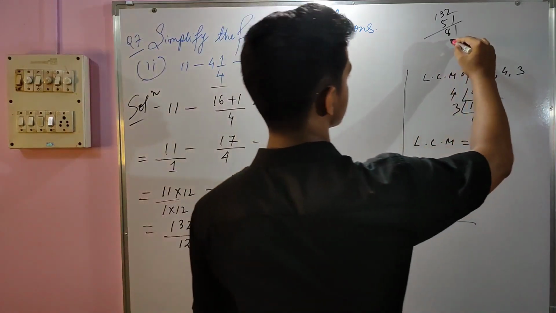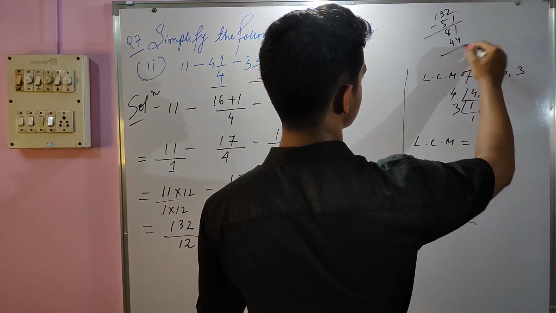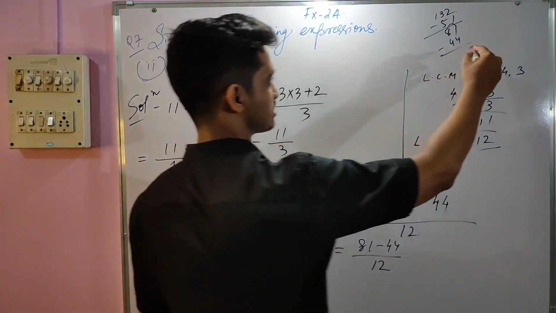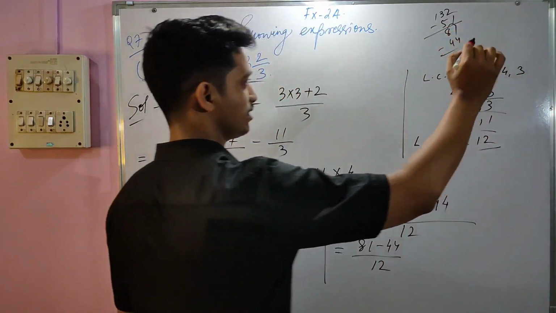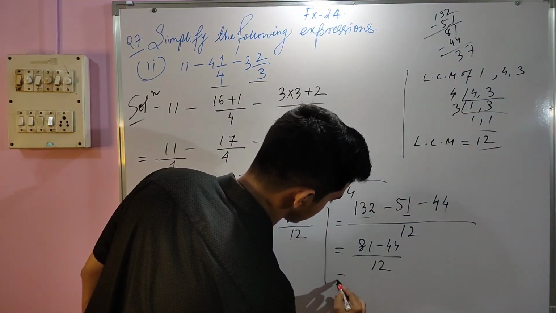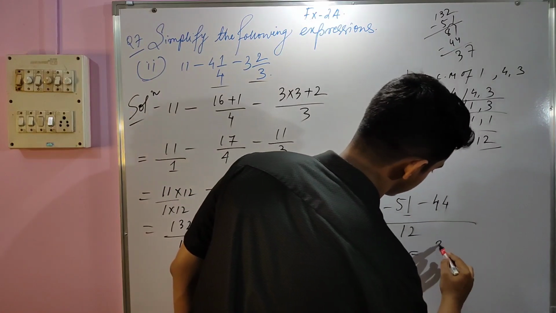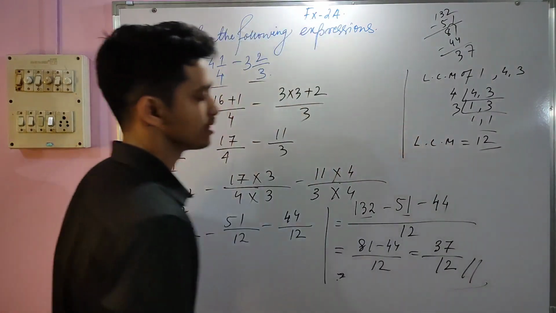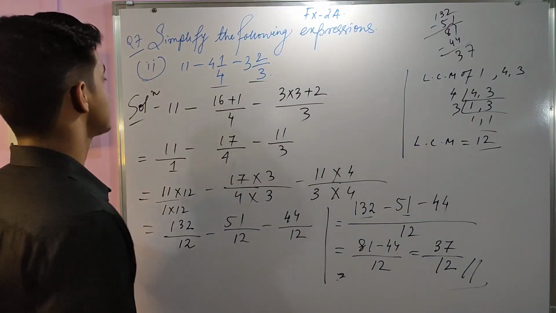Now 81 minus 44 is what? 11, 1 carry, right? 11 minus 4 is 7. And here 7 will remain. So 7 minus 4 is 3. So 37, I just write it over here. 37 by 12 is the required answer for question number 7, part 2.